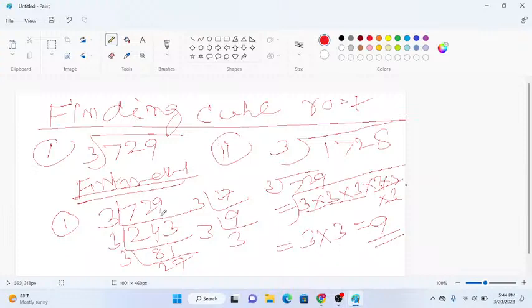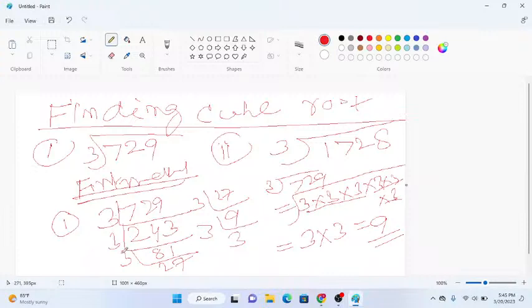So the first step is what? Make factors. So this is 729. We are making factors. So divide this number by 3 first. So this is 243. Again divide 243 by 3. This is 81. Again divide 81 by 3. You will get 27. Again divide 27 by 3. You will get 9. Again divide 9 by 3. This is 3.